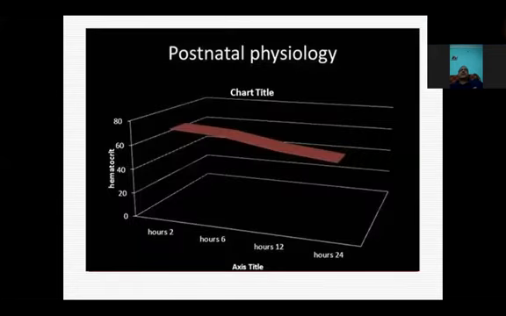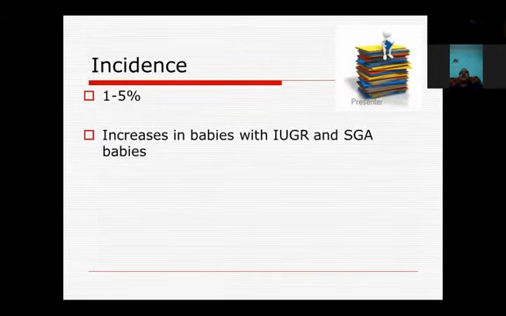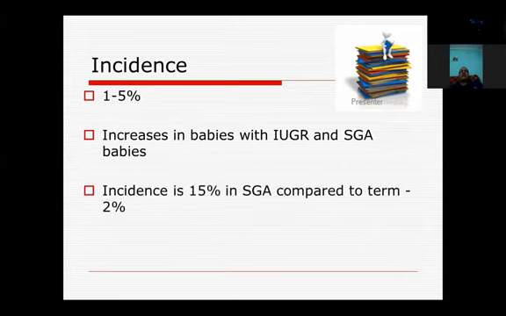If you look at this diagram, initially at birth it is very high, then it goes down. At 12 to 24 hours, it remains stable. So incidence is around 1 to 5%. It increases in babies with IUGR and SGA babies, by 15% in SGA compared to term babies.